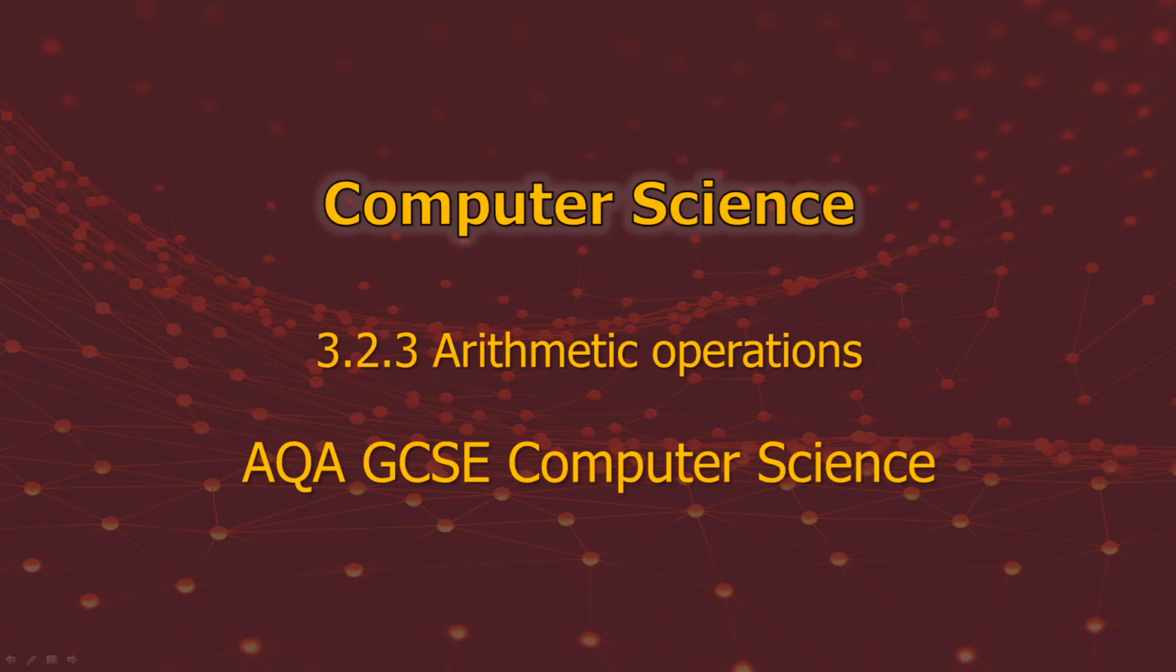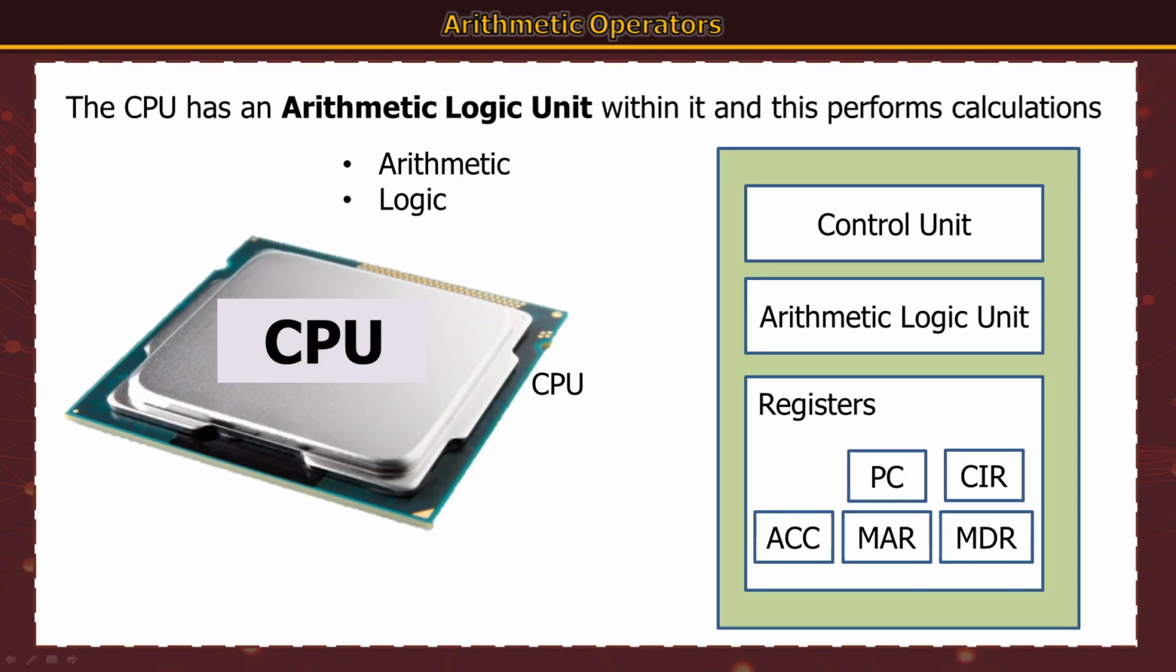In this video, we're going to be looking at the arithmetic operators for AQA's GCSE in computer science. The central processing unit is the electronic circuit responsible for executing the instructions of a computer program. Inside of the CPU, there are a number of different registers, a control unit, and an arithmetic logic unit. For the benefit of understanding arithmetic operators, we are going to focus on the arithmetic logic unit in this video. The arithmetic logic unit is sometimes called the ALU for short.